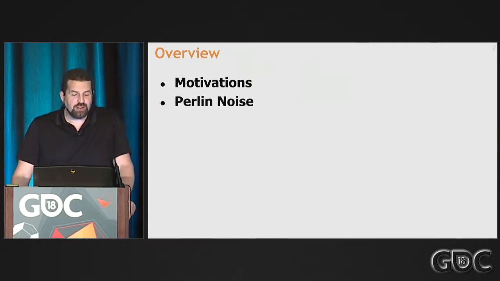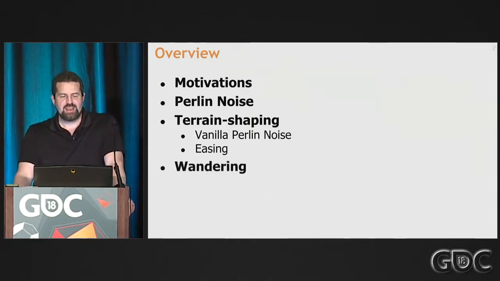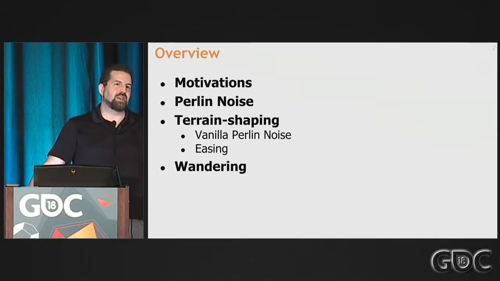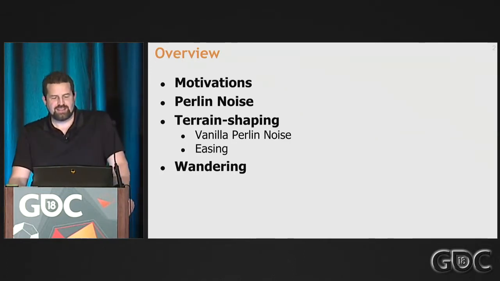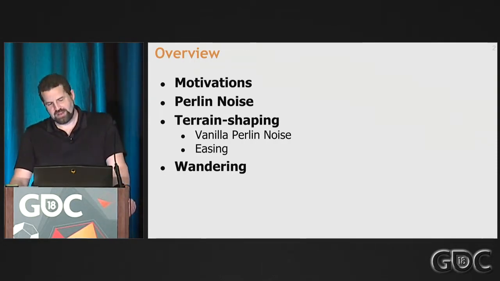I'm going to cover Perlin noise a little bit in this. We're going to talk about some terrain shaping using manipulations of Perlin noise and running it through various easing functions and what that can have. And then we're going to talk through some wandering techniques, some grade school simple ones, and then work our way up to Perlin worms, which is one of the cool ones. But some of the simple ones are cool too.